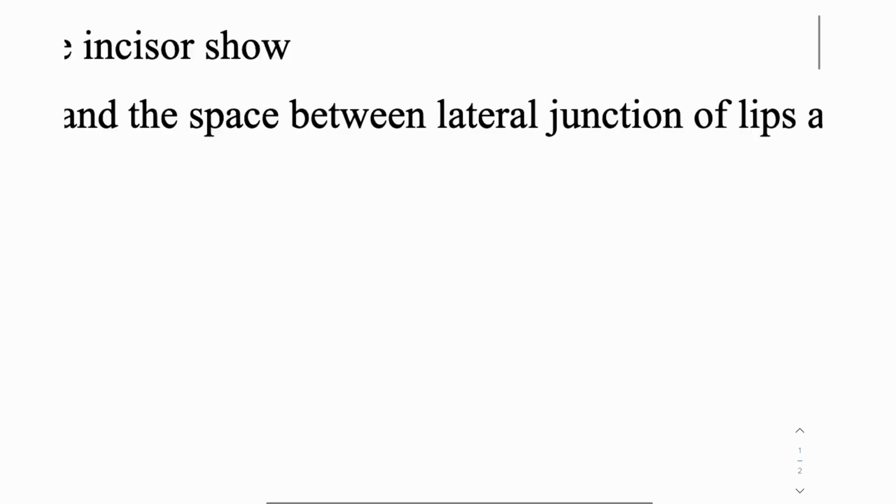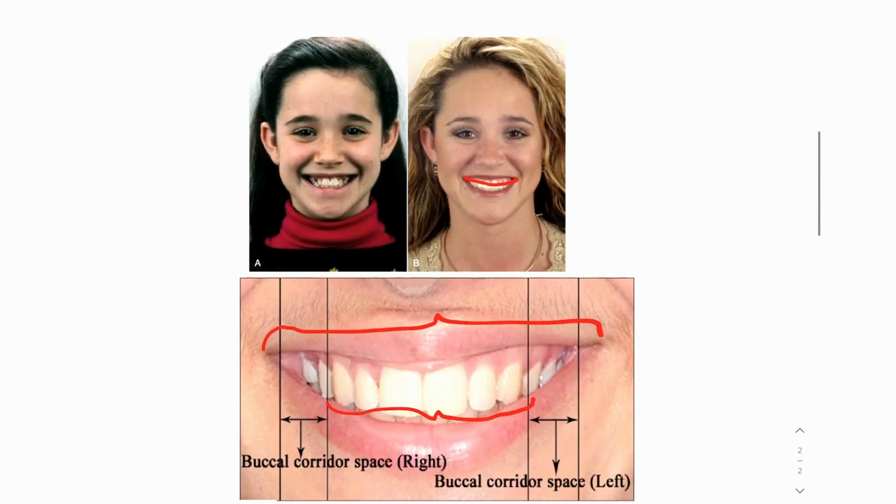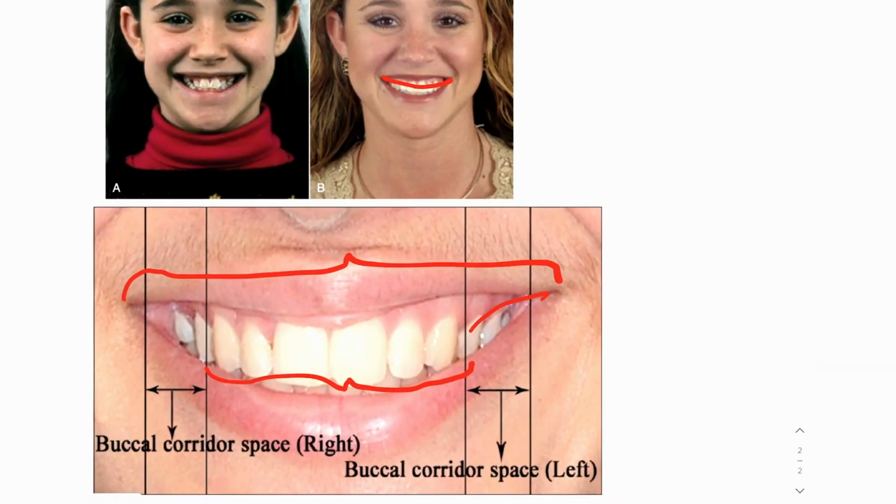Now basically coming back to our question here: what is the purpose of assessing the buccal corridor? The answer for this is D, to understand the space between the lateral junctions of the lip and canine. So if you understand and analyze the space in this area, and it is excessive, then it is a larger buccal corridor.